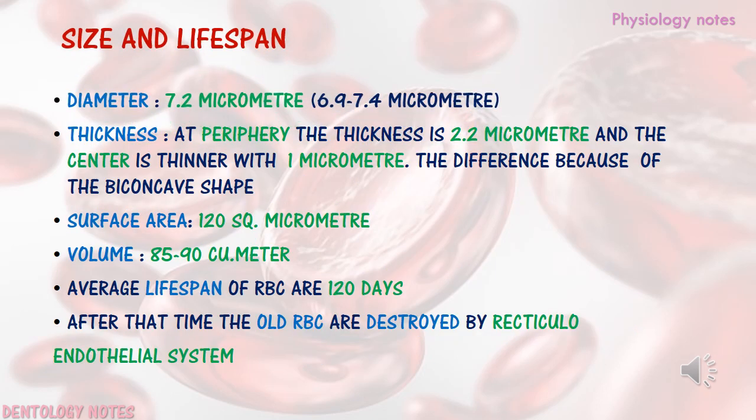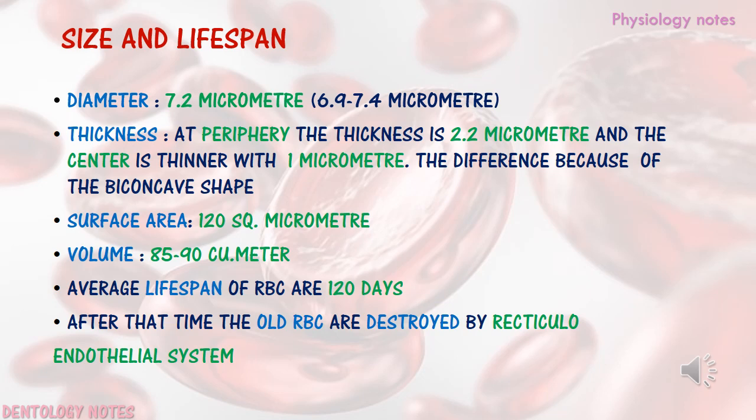Size and lifespan. Diameter, 7.2 micrometer, range 6.9 to 7.4 micrometer. Thickness. At the periphery the thickness is 2.2 micrometer and the center is thinner with 1 micrometer. The difference is because of the biconcave shape. Surface area, 120 square micrometer. Volume, 85 to 90 cubic micrometer.